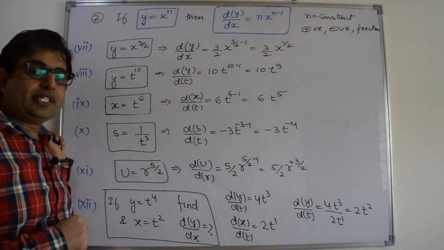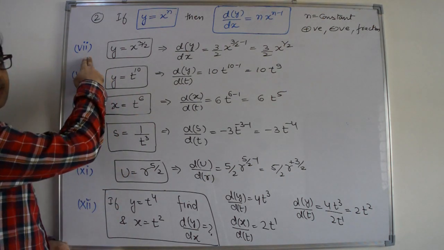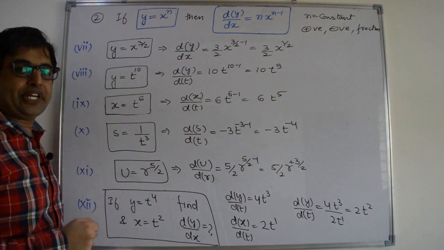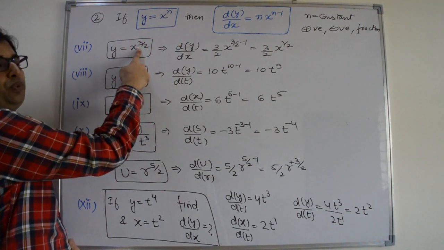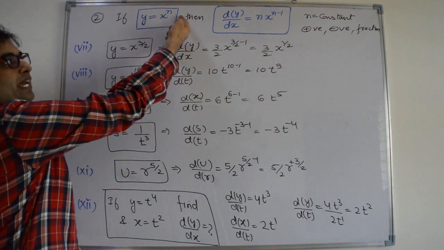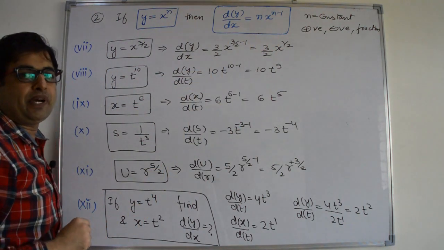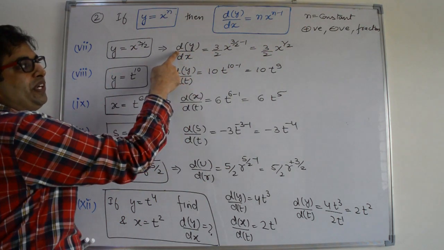Some more examples related to the x power n formula. Seventh example: here y is equal to x power 3 by 2, a fraction. Now the formula is the same. Here n is 3 by 2. The formula is that n will come in multiplication, and you have to subtract 1 from the power. So 3 by 2 will come in multiplication when we differentiate it.